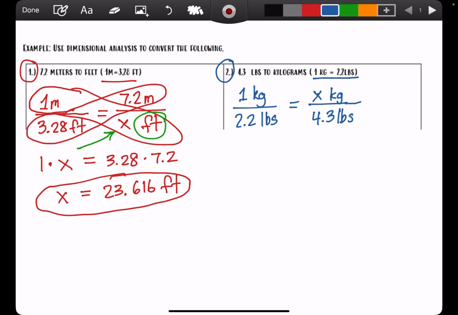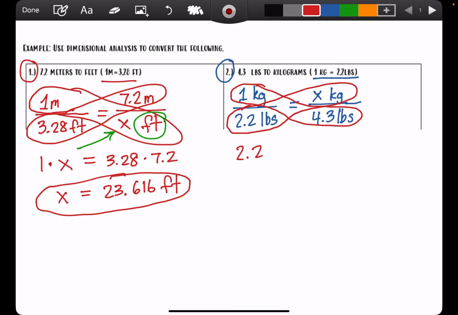So when I cross multiply, 2.2 times x and 1 times 4.3. So let's do 2.2 times x equals the other set, 1 times 4.3. All right. So 2.2 times x is 2.2x. That's going to equal 1 times 4.3, which is just 4.3. All right, so now, I'm trying to solve for x.